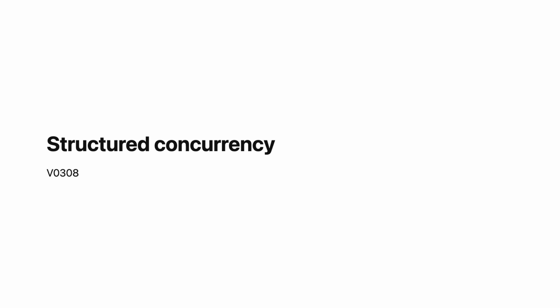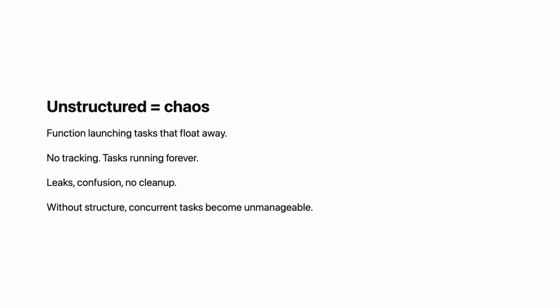Without structure, concurrency becomes chaos. A function launches a background task. The function returns. The task keeps running. Who tracks it? Who cancels it when no longer needed? Unstructured concurrency leads to leaks. Tasks run forever. Resources stay allocated. Memory grows.